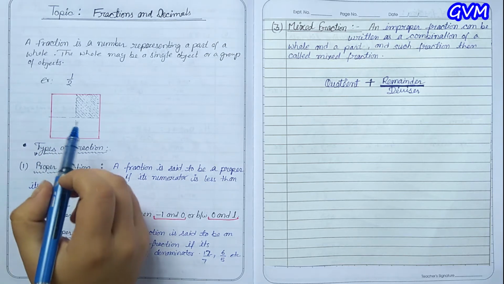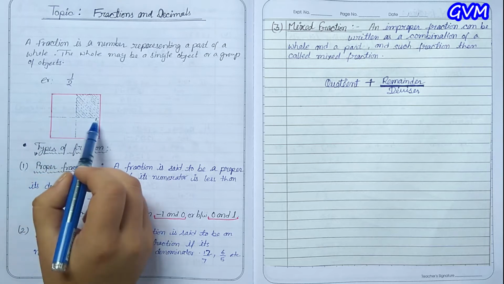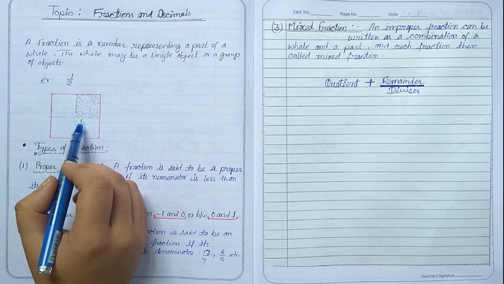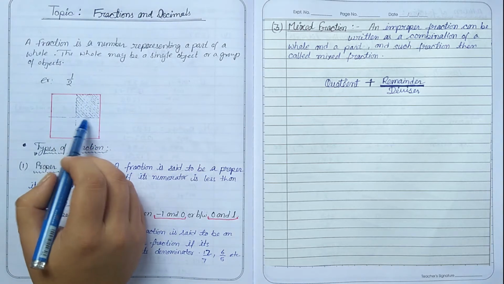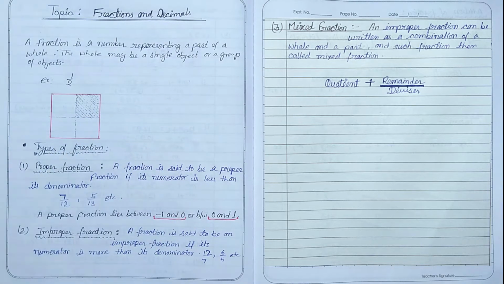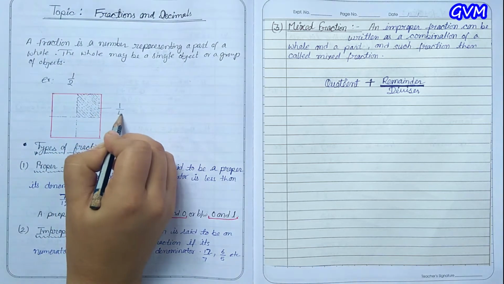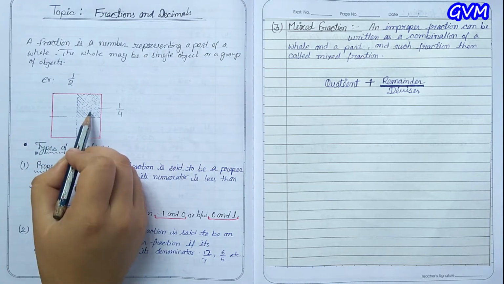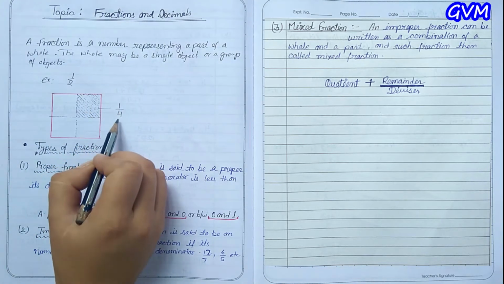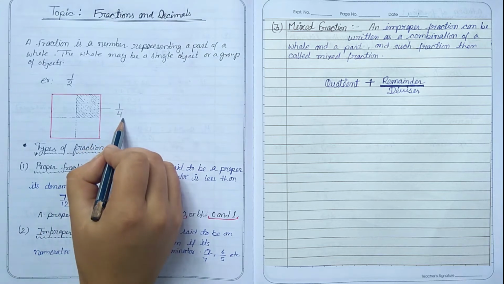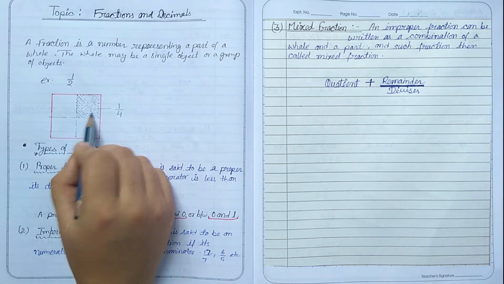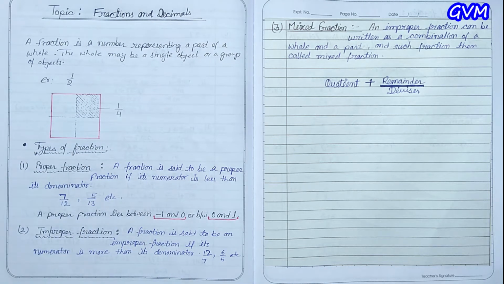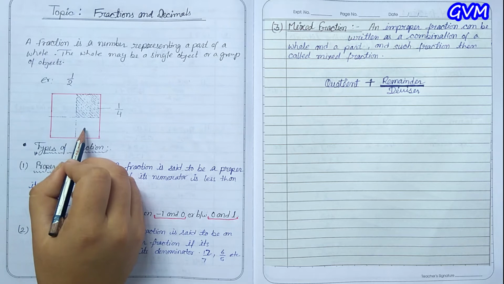Okay, now if I divide this in 4 parts and I take this part only, this will be called 1/4 because total we have now 4 parts and I am taking one part of these 4. So 1 out of 4 will be this part. Similarly, each part will be separately called 1/4 or 1 out of 4.